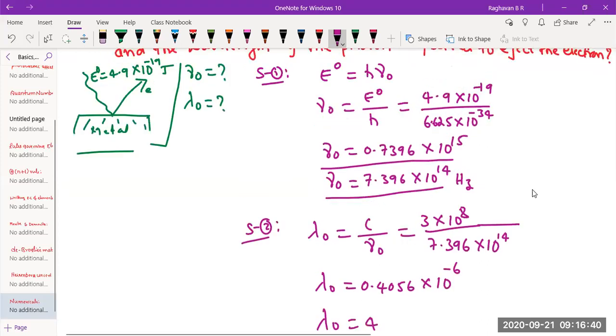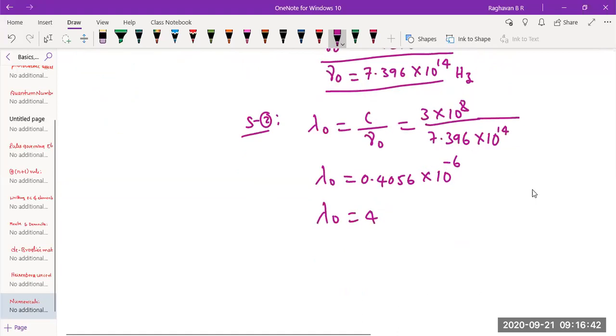Correct, no? The answer is 4.056 into 10 to the power of minus 5. Minus 5. You need to shift the decimal right hand. Right hand increase it because minus 5. Fantastic. And what is the unit now? Meters.